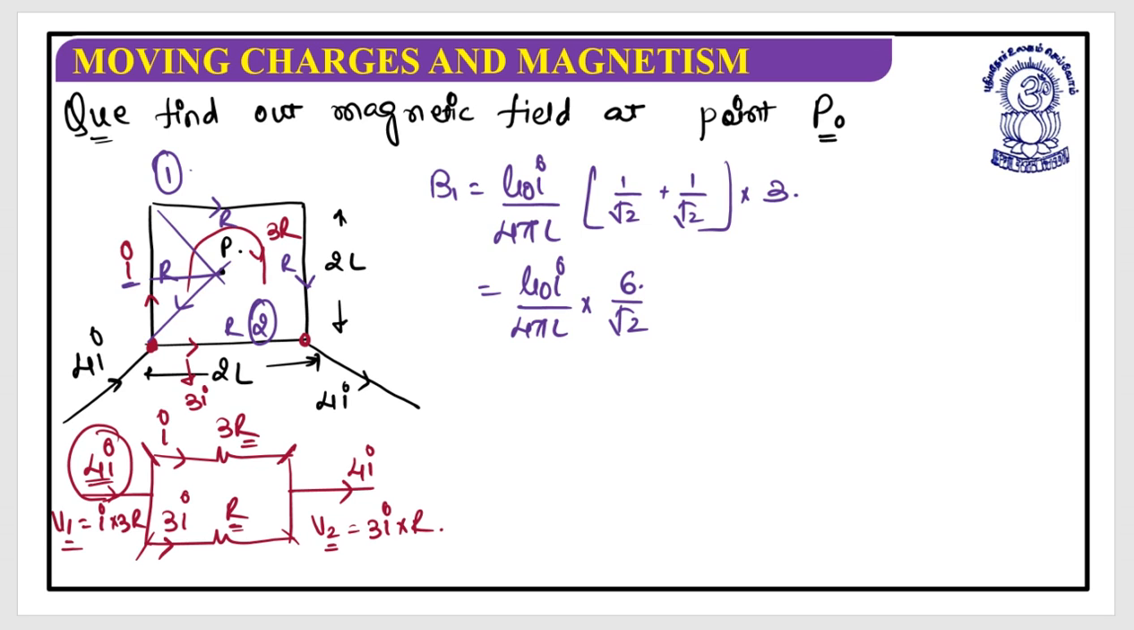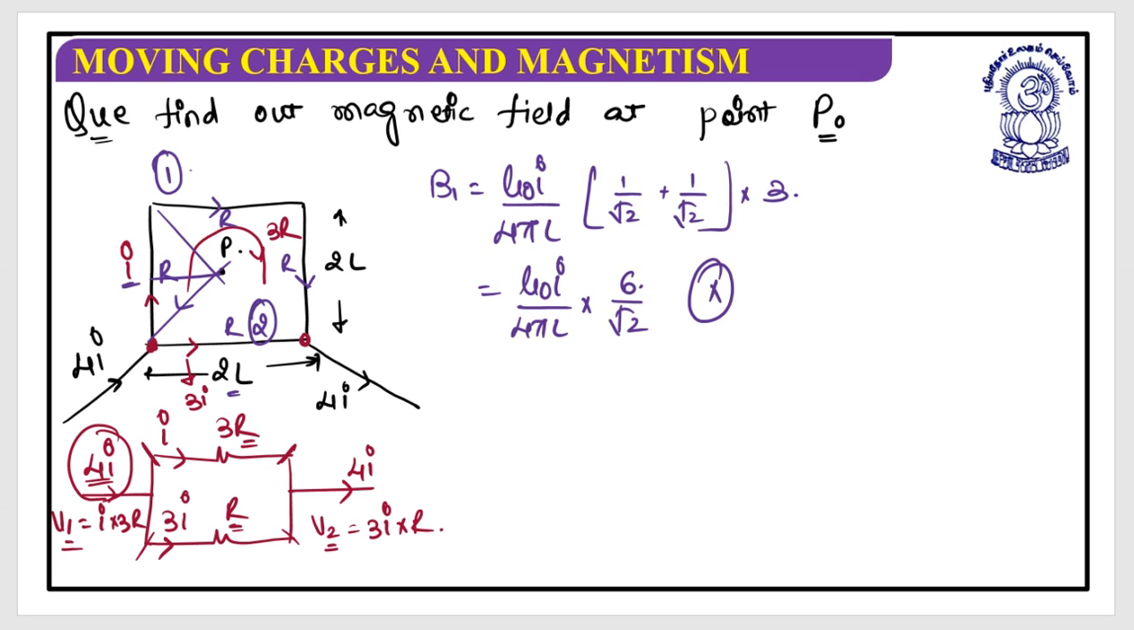Yes, and as current is moving in the clockwise direction, what I need to do is, this should be inside the plane. This is mu naught I by 4 pi L multiplied by 6 by root 2. I hope this is clear. Is it clear?